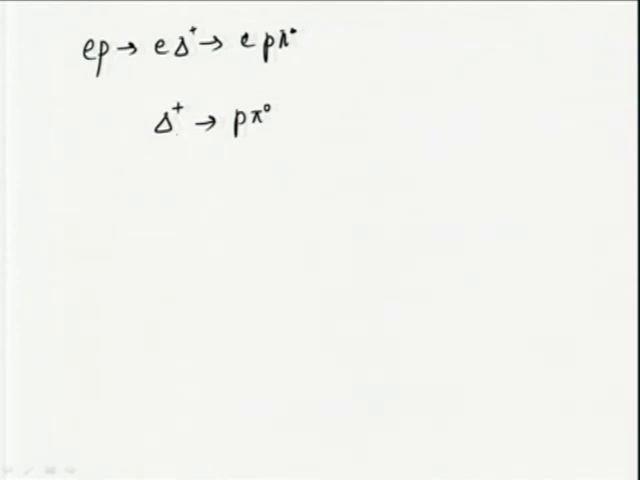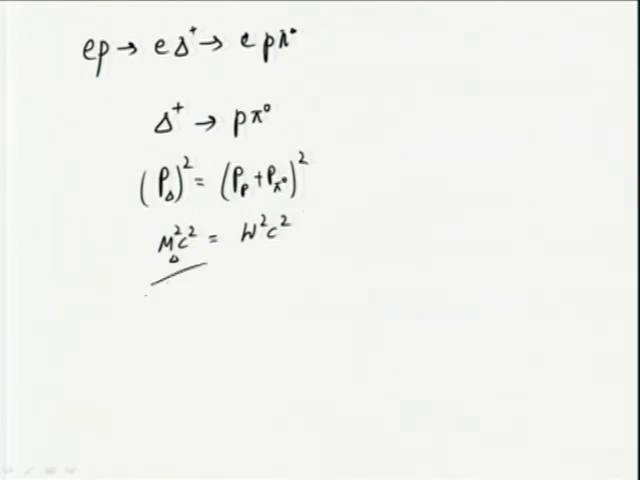So, let P delta denote the four-momentum of the delta particle. This should be equal to the final particle p momentum plus the pi 0 momentum. And if I now square this, I will get m delta square c square, which is equal to W square c square as per our earlier notation. So, this is a particular value, the mass of the delta particle which is formed.